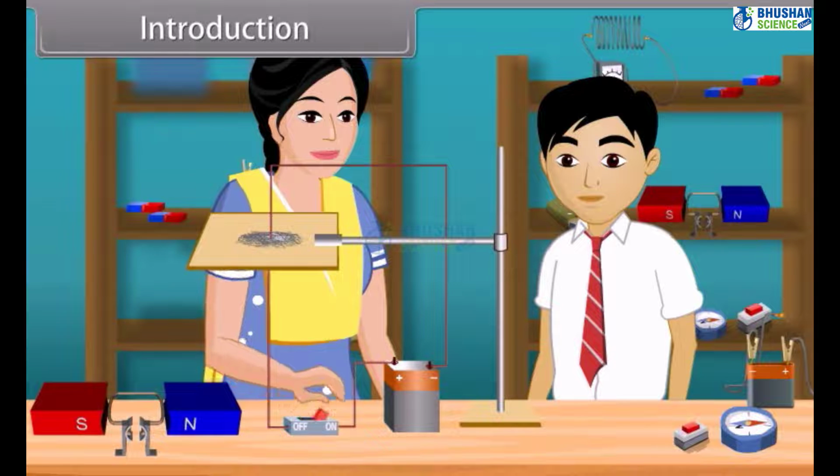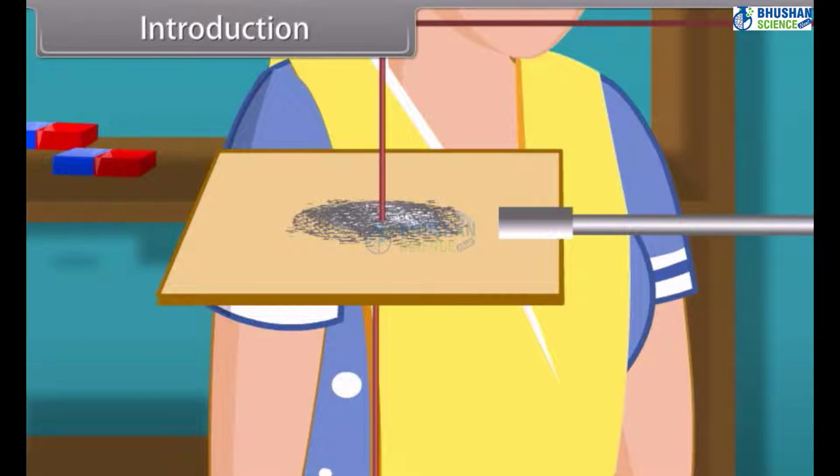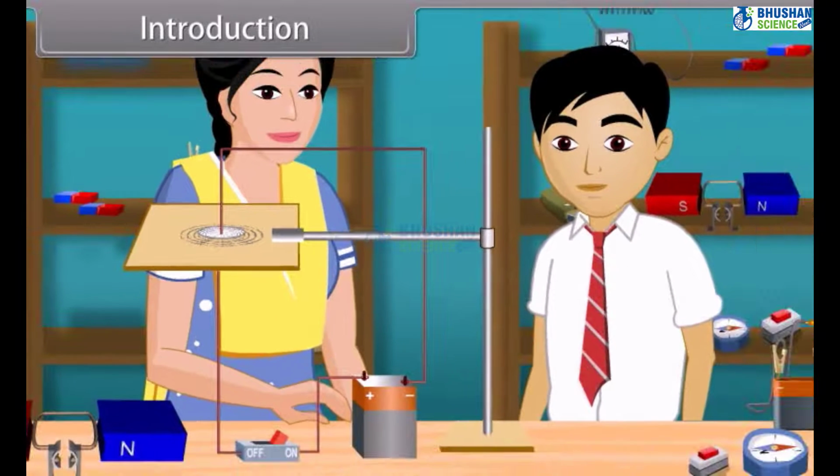When she switches on, some movement is shown in the iron dust particles and they start arranging in a concentric circle pattern. She performed this experiment to show you the magnetic effect of current. You saw the iron dust particles arranged into the concentric circle pattern due to the magnetic field generated by the electric current. Students, today we'll study more about moving charges and magnetism.